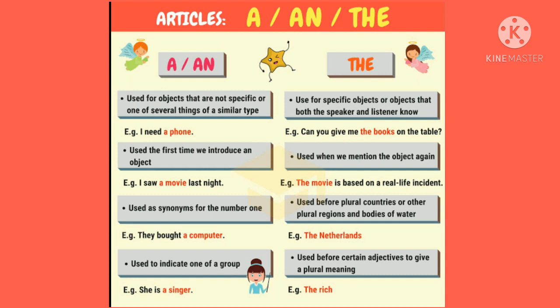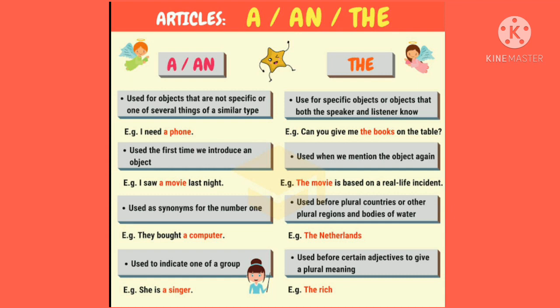The example given here is, I need a phone. It can be any phone, children. They do not talk specifically about a phone. So when you ask, will you give me a sharpener? It can be any sharpener. Or when I ask the class, may I have a pencil? It can be any pencil. It is not a specific pencil that I am looking for.